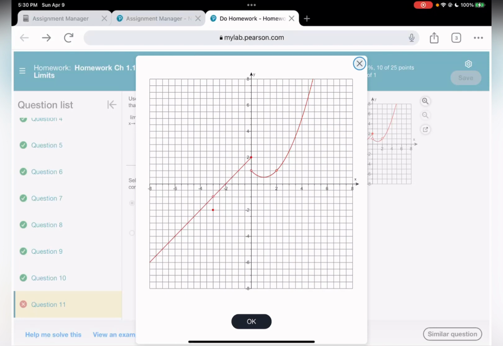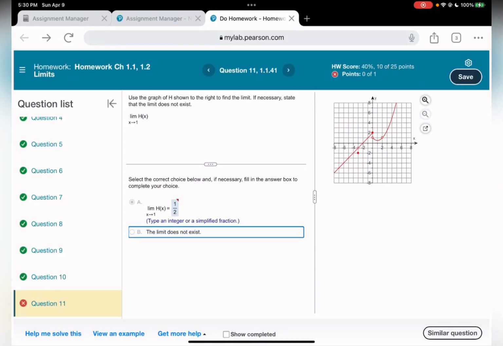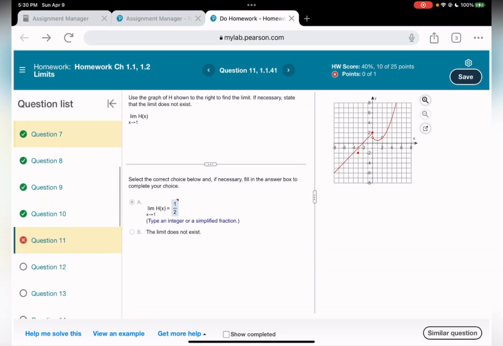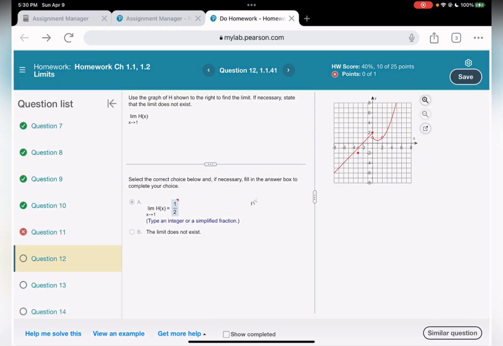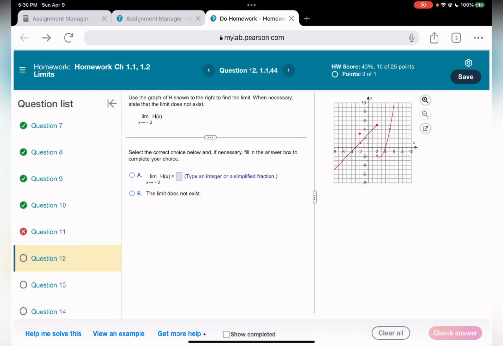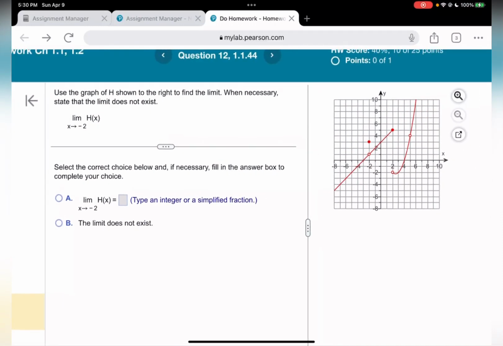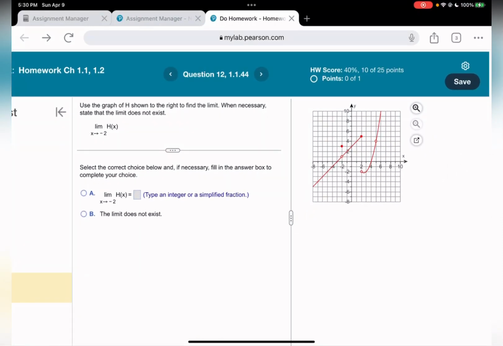Moving to next question. Question number 12. So I'm going to go faster because we already did a lot of these limits, and the reason I spent so much time is because limit is a topic a lot of students get confused about. So I'm spending time to make sure we understand well.